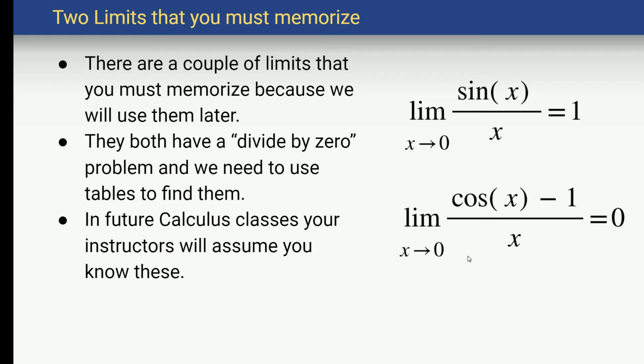And there's a similar one for cosine. Limit as x approaches 0 of cosine x minus 1 in the numerator, x in the denominator, and that limit is going to be 0.